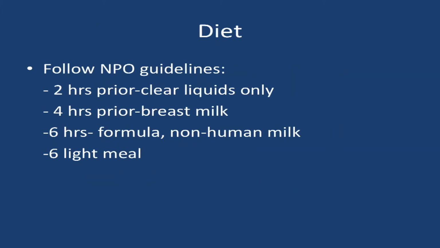The diet. Will the patient follow NPO guidelines? We know that up to 2 hours prior, it's clear liquids only. It's 4 hours prior for breast milk, 6 hours prior for formula or non-human milk, and 6 hours prior for a light meal. It's up to us to decide if what was consumed is considered a light meal, and in the preoperative instructions, it's important to guide the parents to what exactly we mean by a light meal.